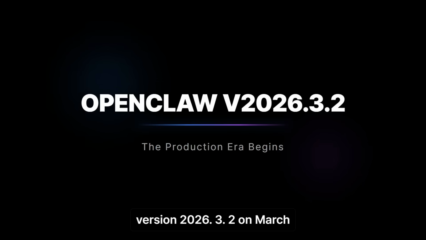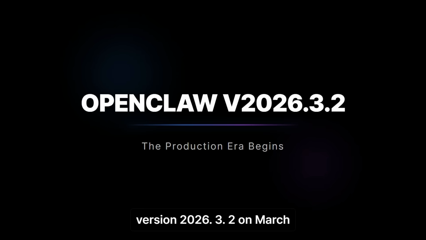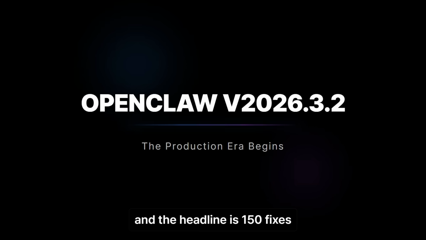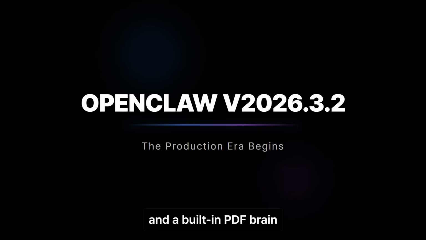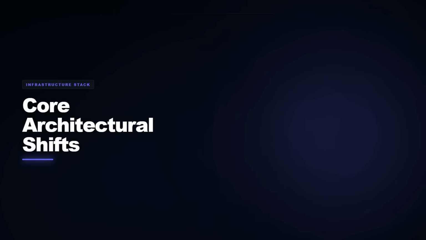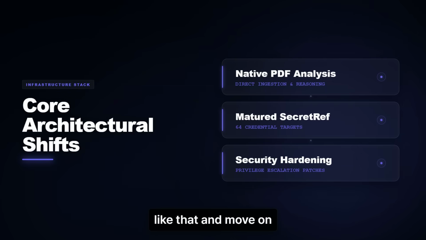OpenClaw just dropped version 2026.3.2 on March 3rd, and the headline is 150 fixes and a built-in PDF brain. But if you read the changelog like that and move on, you're missing the actual story. This release isn't a cleanup patch.